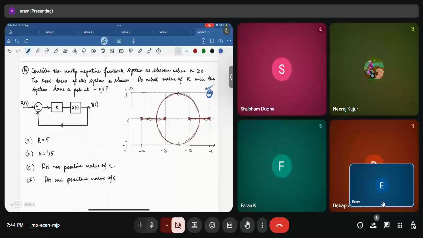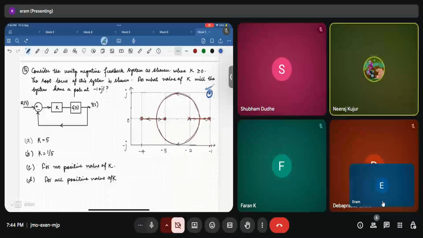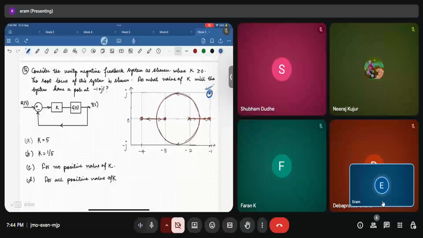Since this point is not part of the root locus, what does it mean? There will be no k such that this point will be part of the root locus, because for all values of k the locus is already drawn. So what will be the answer? For no positive value of k is this going to be the pole of the closed loop system. Clear to everyone?